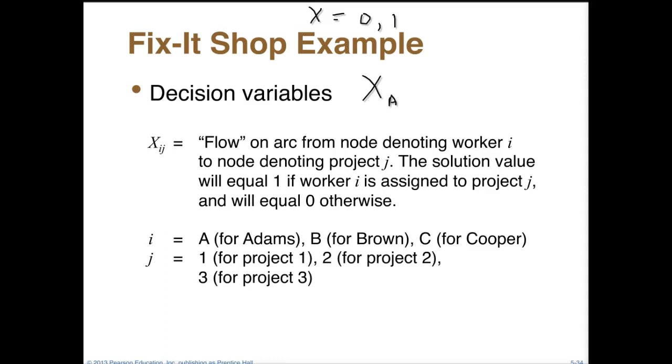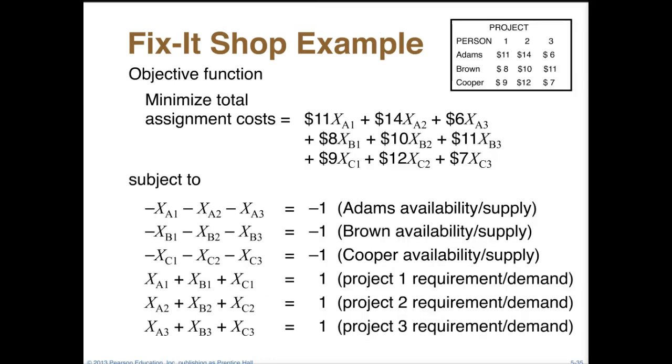So here if I said Adams 2, then if this equals 0, that means Adams did not take on project 2. But if this is equal to 1, then it means that Adams did take on project 2. So now, of course, if we model everything, we know Adams has a choice of taking project 1, project 2, or project 3. The goal here is going to be -1, meaning that he's going to pick one of those, and that's going to be the supply. Same thing for Brown and Cooper.